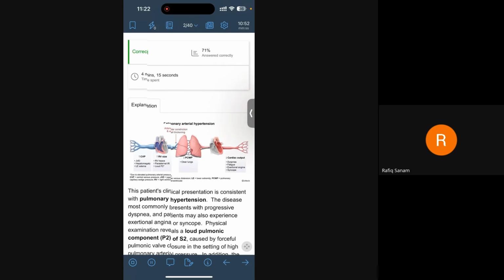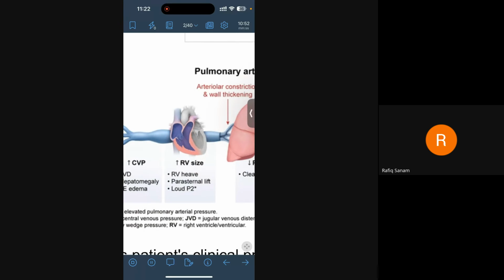See this. When the right ventricular size increases, you are going to see parasternal lift, loud P2 sound, and right ventricular heave. And all of these three things are present here. There is a parasternal lift here, there is a loud P2 sound here, and there is right ventricular heave as well.